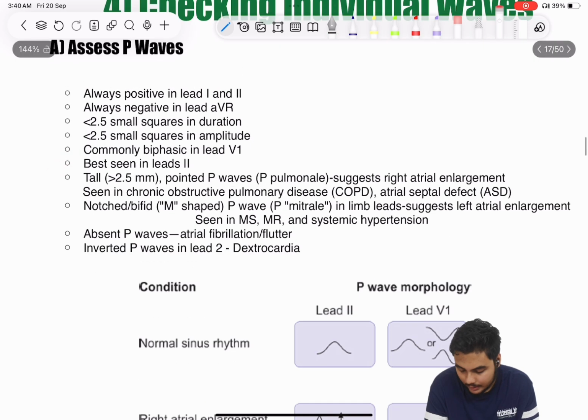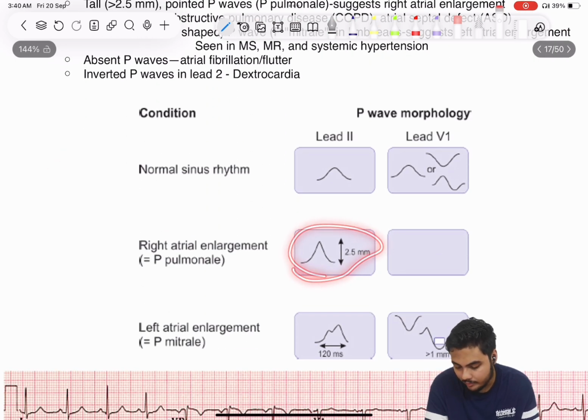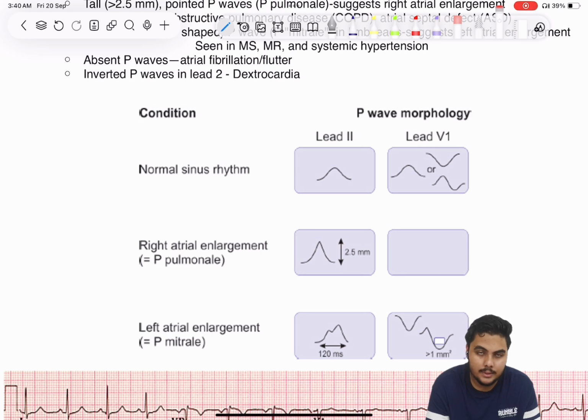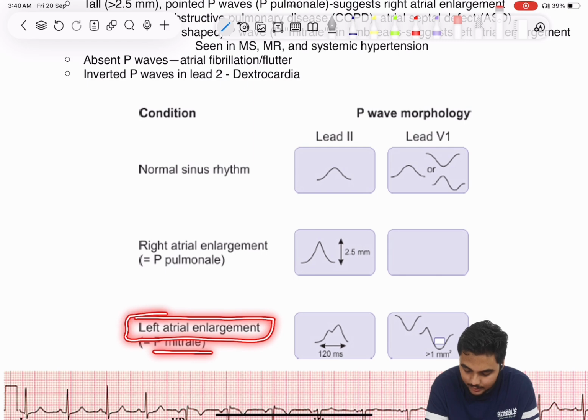Then, if you look at the amplitude or the height of the P wave, the normal height of the P wave is less than or equal to 2.5 mm, which corresponds to less than or equal to 2.5 small squares, right guys? So that is the normal amplitude of the P wave. Whenever the height of the P wave exceeds 2.5 small boxes, then we have what we call P pulmonale, which means there is a right atrial enlargement in the patient. Similarly, if the P wave has a bifid nature, for example an M-like pattern, right? So you can see here the wave is bifid. We call it P mitrale, which is the left atrial enlargement in the patient, right?